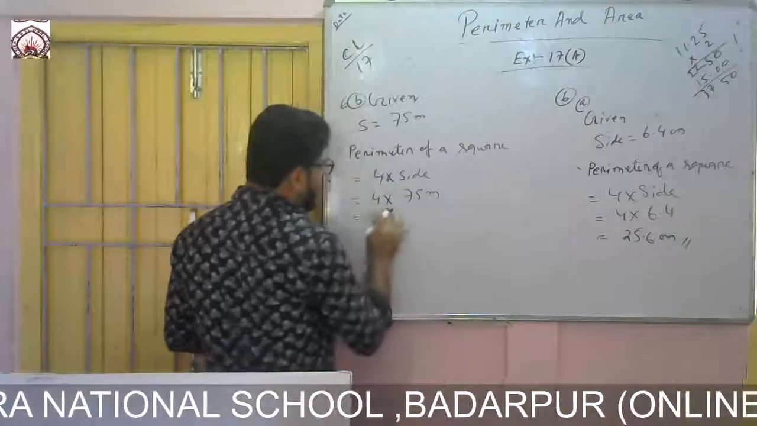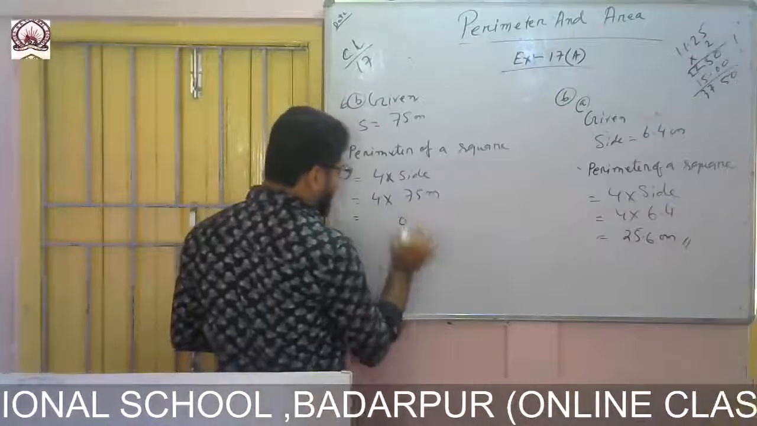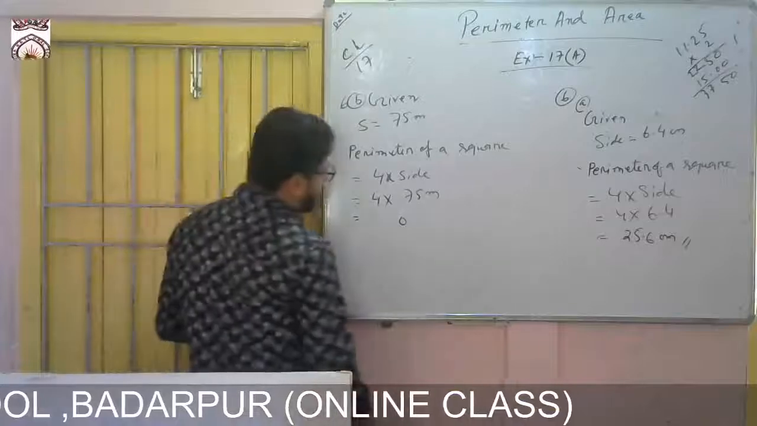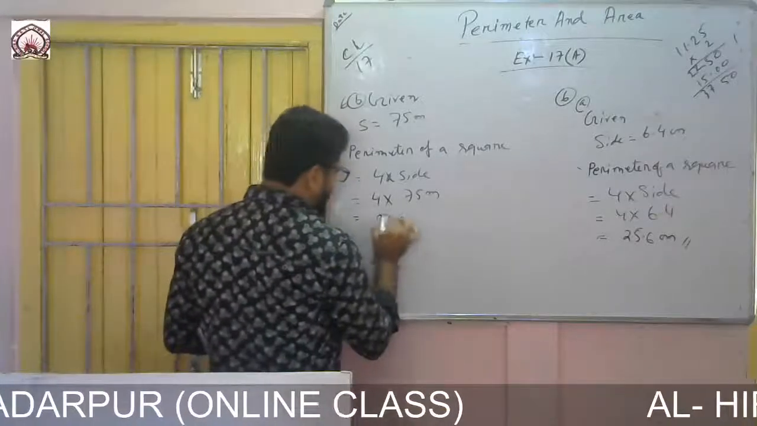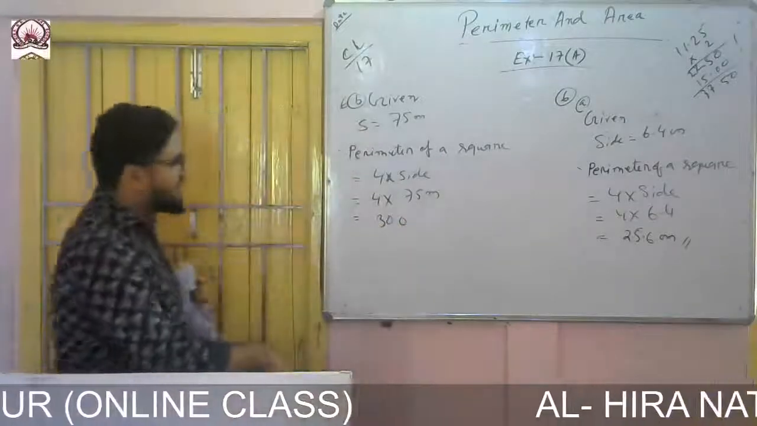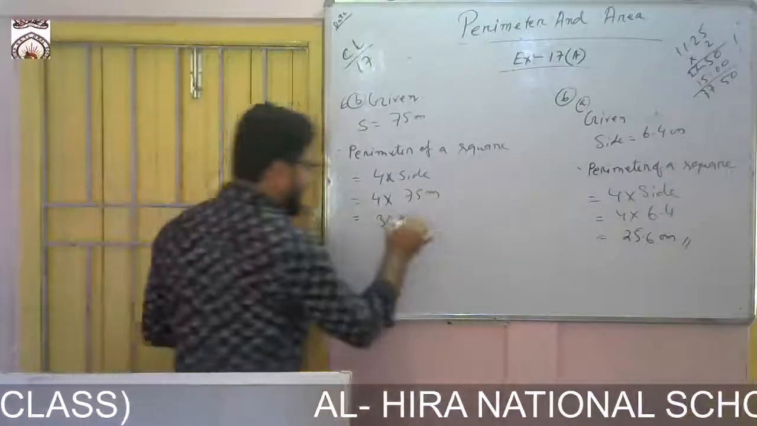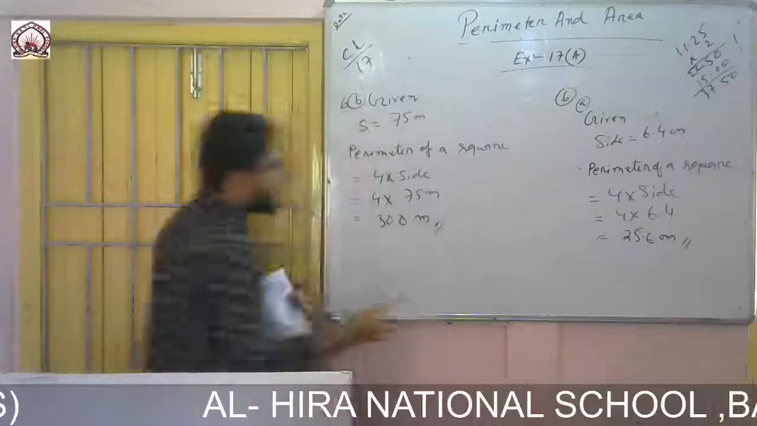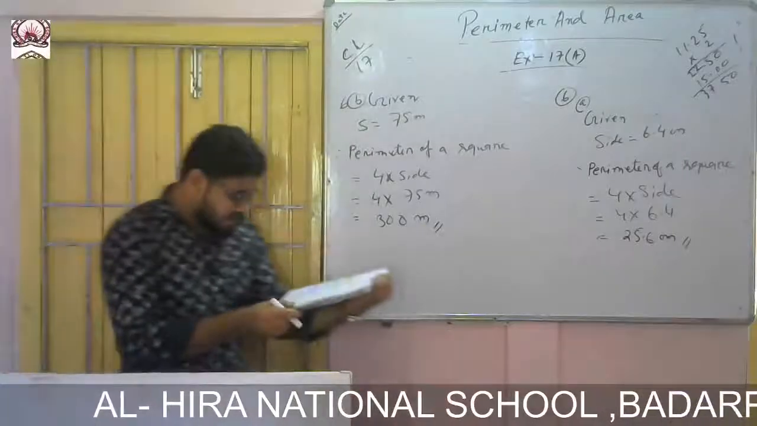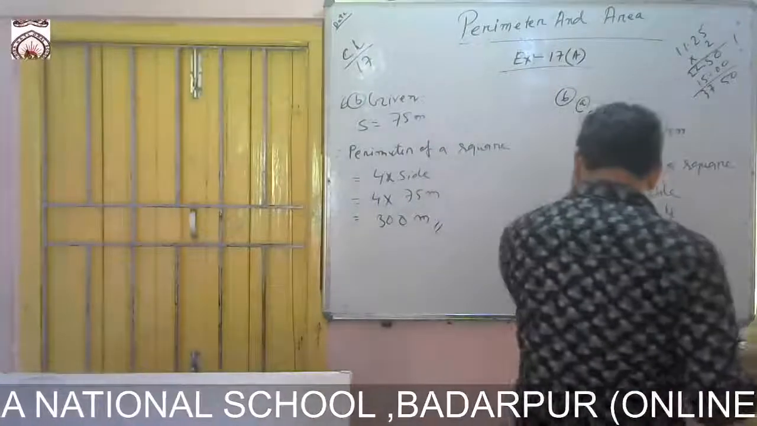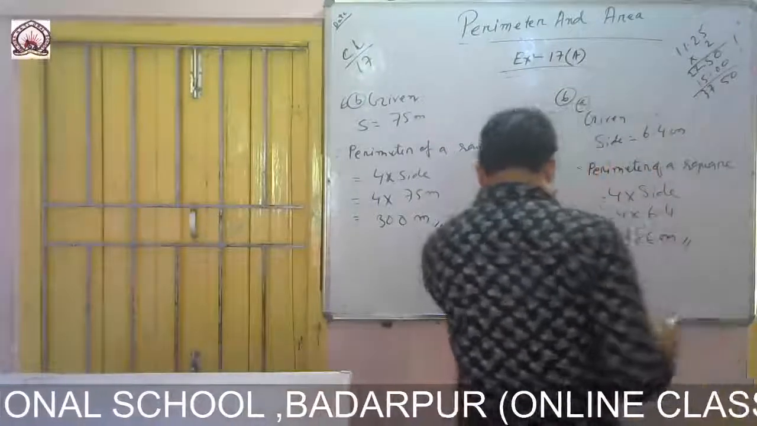Okay. So 4 5 are 20. Then 7 4 are 28 and 2 is 30. So it is 300 in all, total. 300 meter. Okay. Now which question? Okay, come to D.